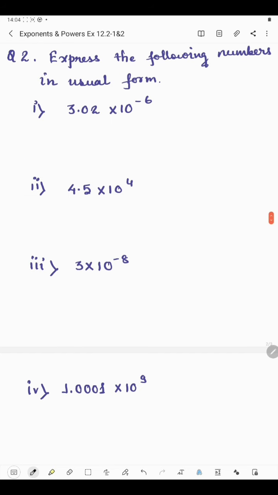Now coming to question number 2. Question number 2 says express the following number in usual form. Here in the first part we have 3.02 multiplied by 10 raised to the power minus 6. So at first we will make the exponent positive, and according to the law, when we have a negative exponent, to make it positive we will just write this in the reciprocal form. So a will be 1 by a and the power will be positive, and when we have a negative exponent in the denominator, it will come to the numerator to make it positive.